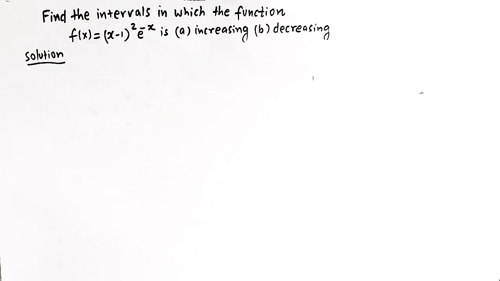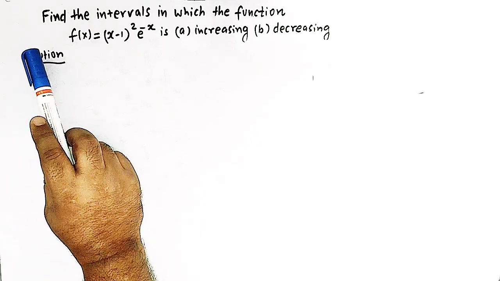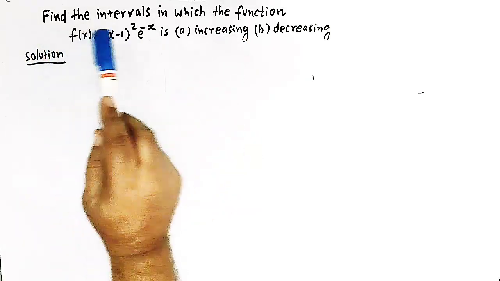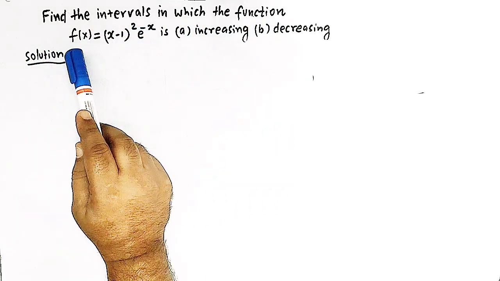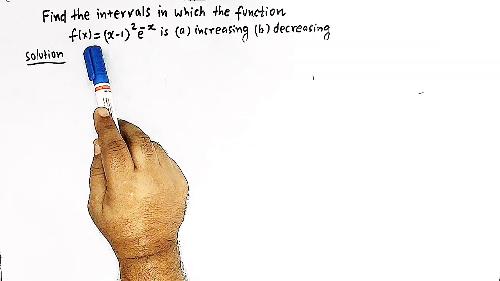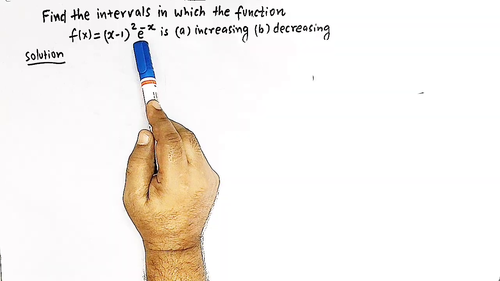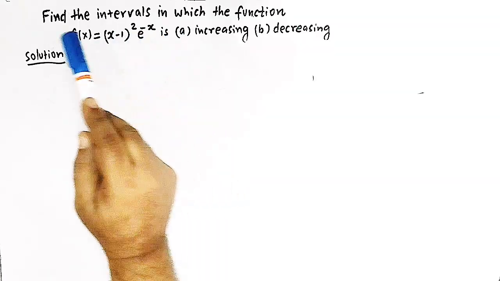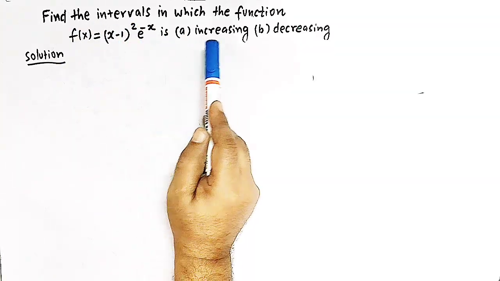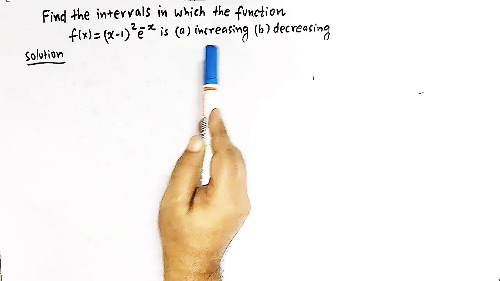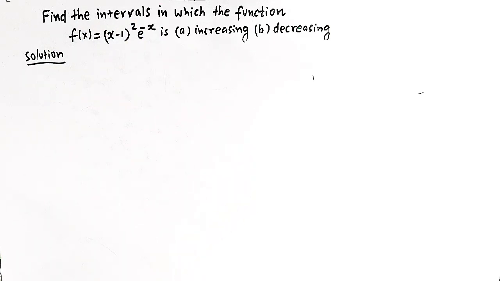Hello viewers, in today's session we are going to discuss another important and conceptual problem from increasing and decreasing functions. We are going to discuss this problem where we have to find the intervals in which the function f of x, which is equal to (x minus 1) squared times e raised to minus x, is increasing and decreasing, right?